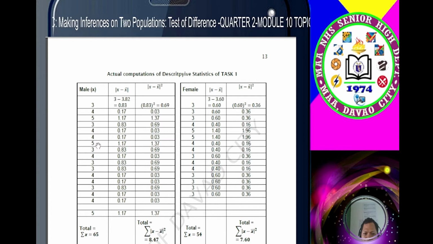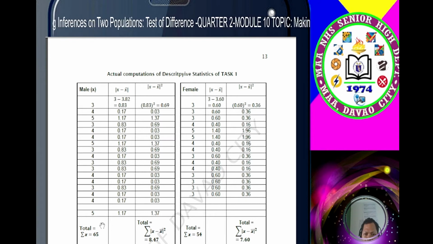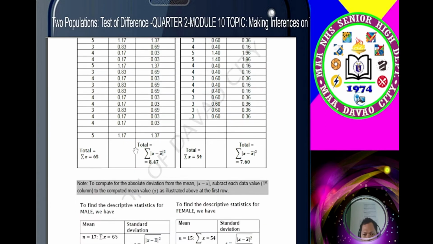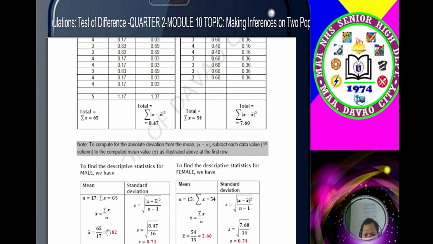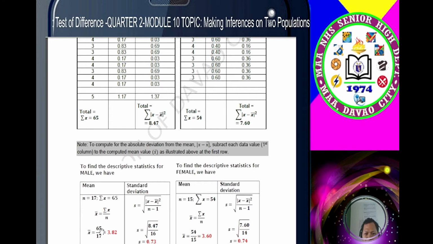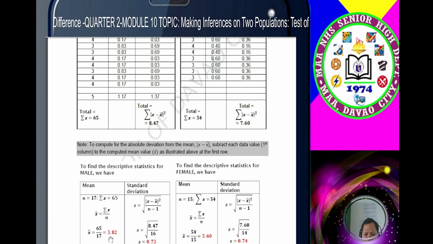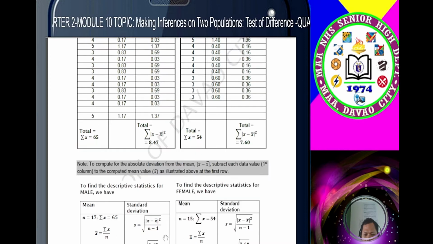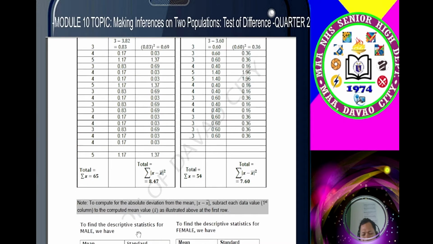Then we need to get the mean. So here our mean is 3.82. So here's the computation for mean: 65 divided by 17, the total of male, which is 3.82. Then SD, I will put later.